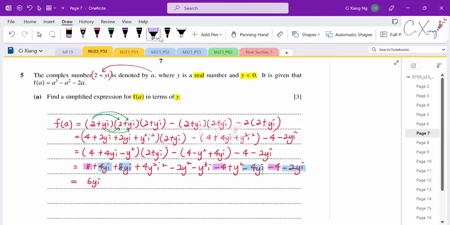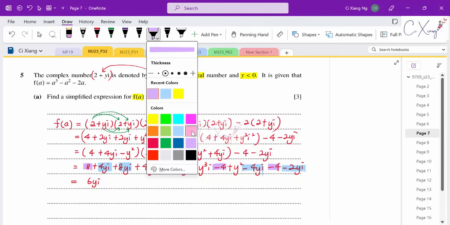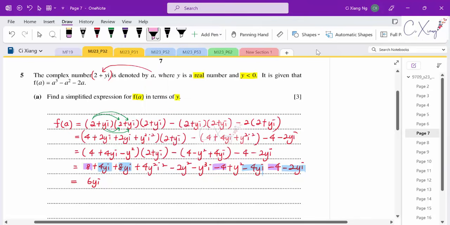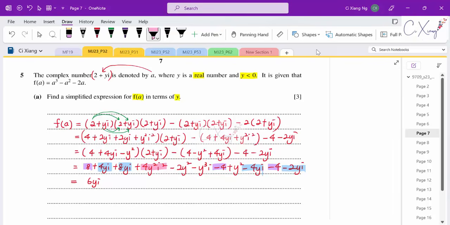And then after that, maybe you can have a look at the y squared terms. I'm having 4y squared times i squared, right? Since i squared is negative 1, I'm having negative 4y squared. Negative 4y squared minus 2y squared gives negative 6y squared. Negative 6y squared plus 1y squared, negative 6 plus 1, gives negative 5, so you're having negative 5y squared.